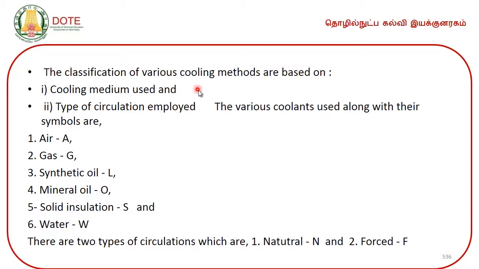Now, the classification of various cooling methods. They are based on, number 1, the cooling medium used, and number 2, the type of circulation employed. The various coolants used along with their symbols are: for air it is denoted as capital A, gas G, synthetic oil is L, mineral oil O, solid insulation S, and water it is W. There are two types of circulations, which are: number 1, natural circulation, number 2, forced circulation.